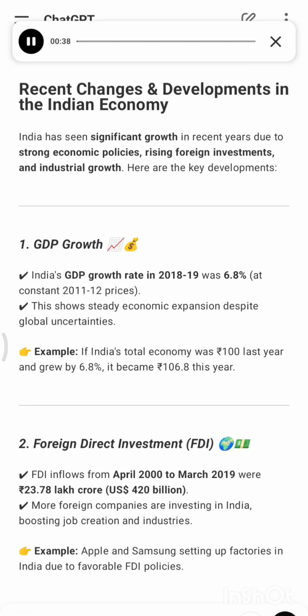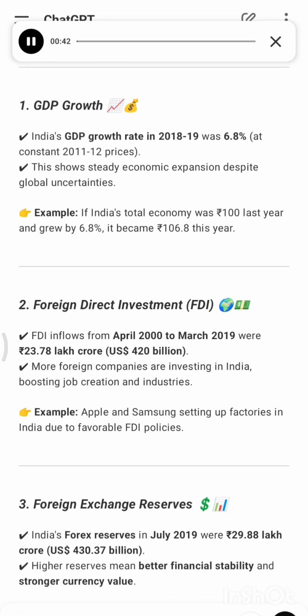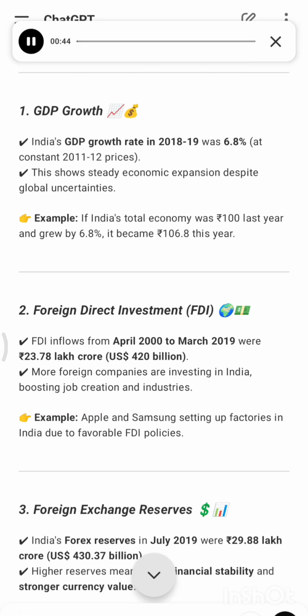2. Foreign direct investment, FDI. FDI inflows from April 2000 to March 2019 were 23.78 lakh crore, $420 billion. More foreign companies are investing in India, boosting job creation and industries. Example: Apple and Samsung setting up factories in India due to favorable FDI policies.